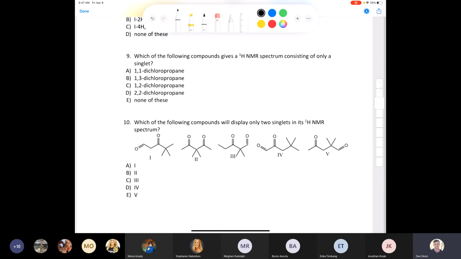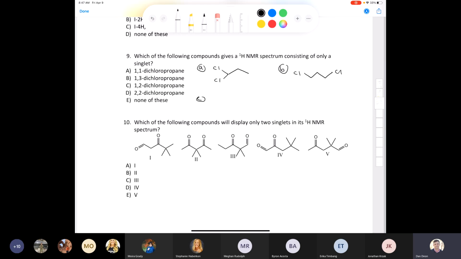Anyhow, question number 9, which of the following compounds gives a proton NMR spectrum consisting of only a singlet? So if we look at all these different compounds, A is what? 1,1-dichloropropane, so that would be this compound. It's not very pretty, is it? That's a little better. B is what? 1,3-dichloropropane, so if we have 1, 2, 3, like that.